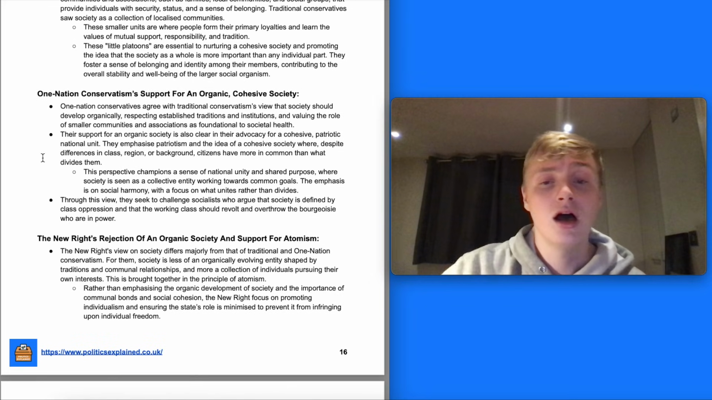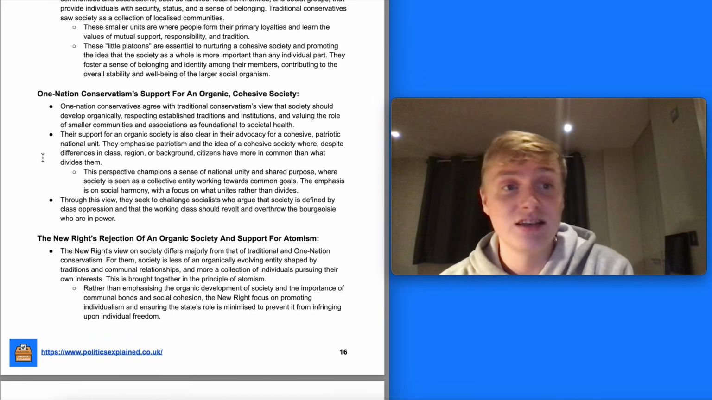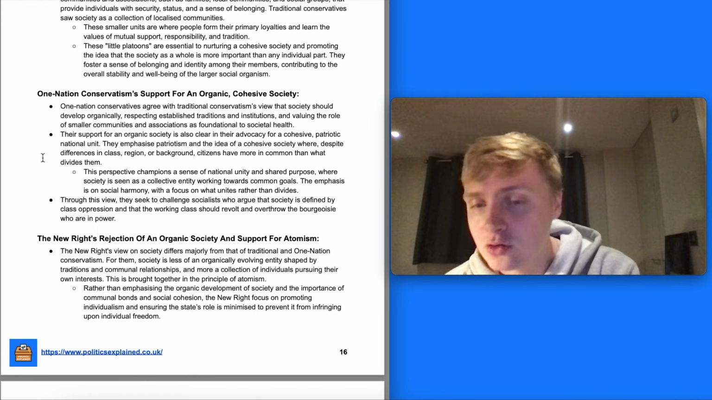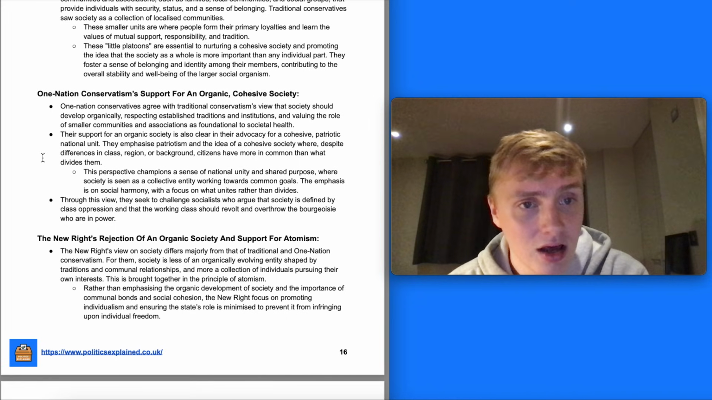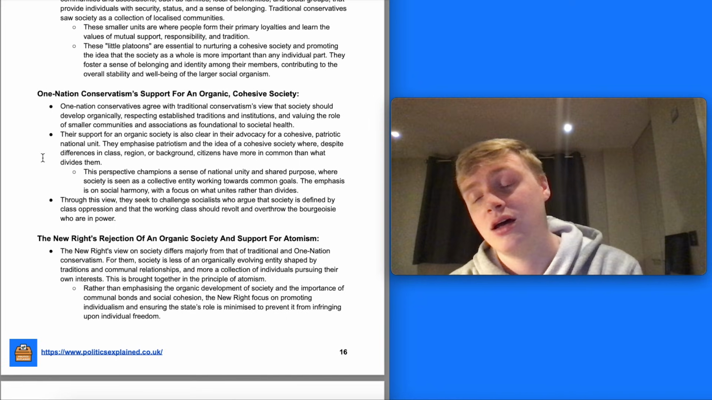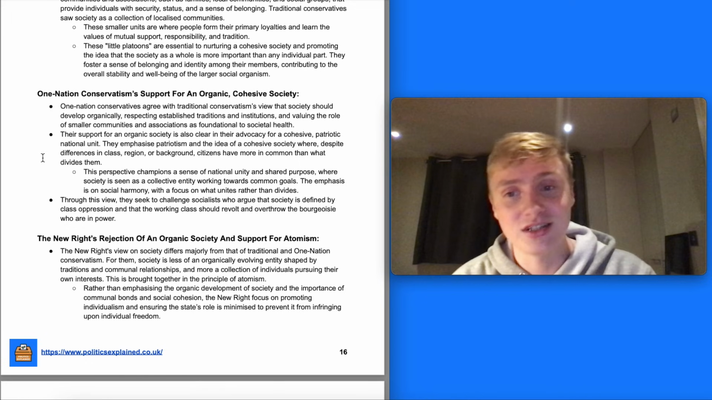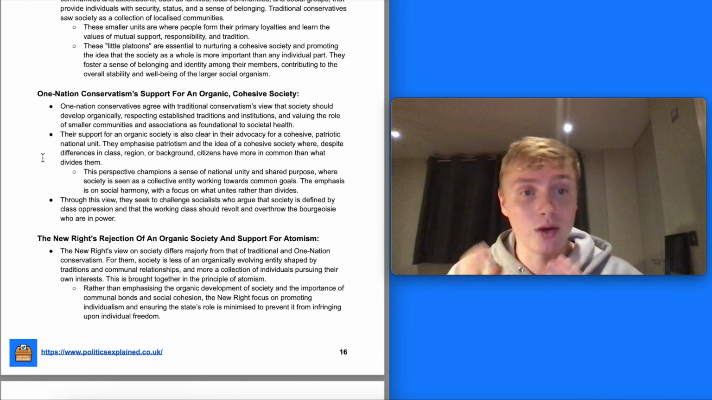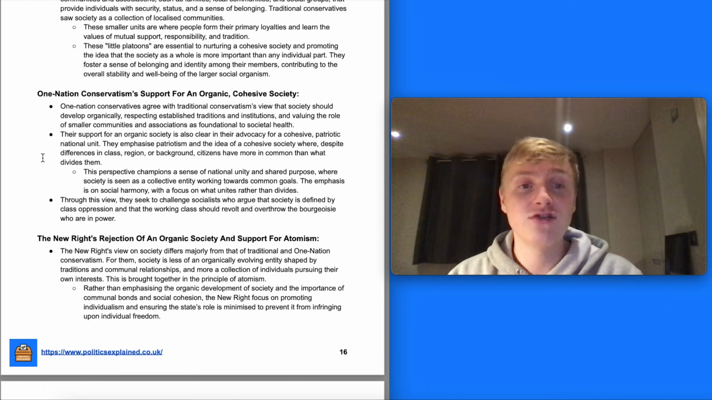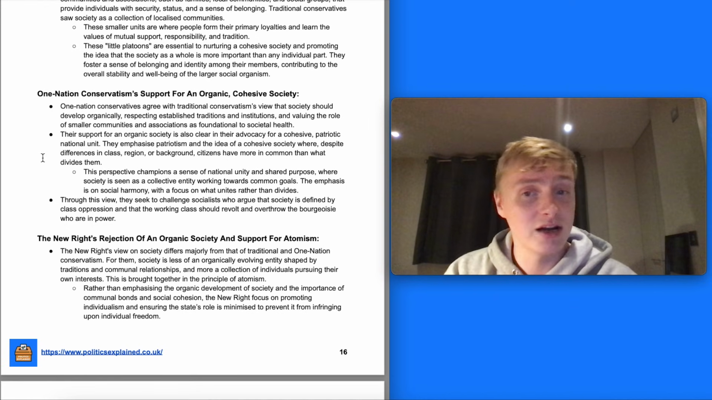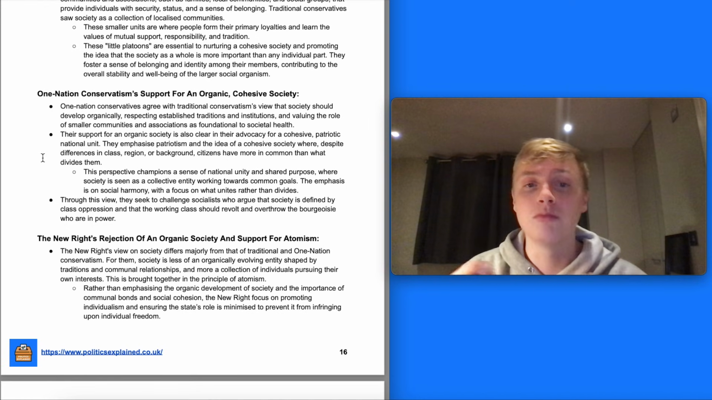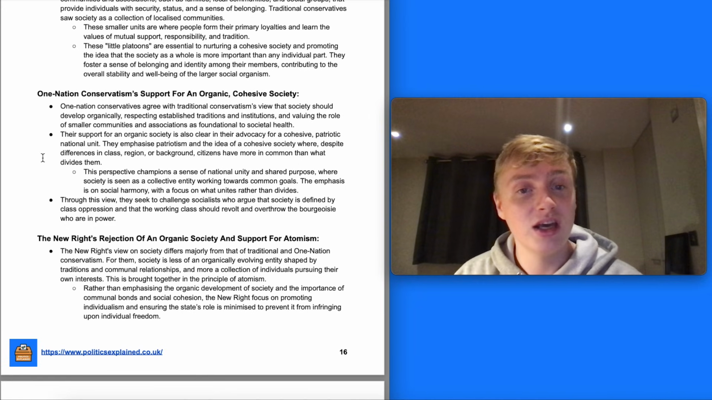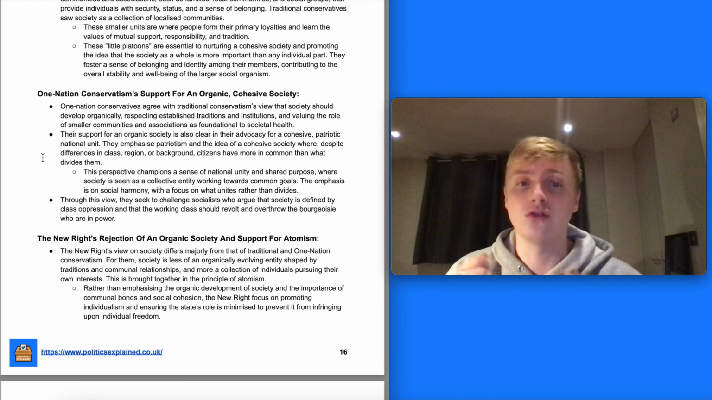One Nation conservatives crucially also support an organic cohesive society. So they agree with traditional conservatism's view that society should develop organically, respecting all established traditions and institutions. And it can also be seen in why they're called One Nation conservatism, their real promotion of a cohesive, patriotic national unit. So they emphasize patriotism and the idea of a cohesive society, where despite differences in class, regional background, citizens have more in common than what divides them. And this champions a sense of national unity and shared purpose and social harmony, with a focus on what unites rather than divides.